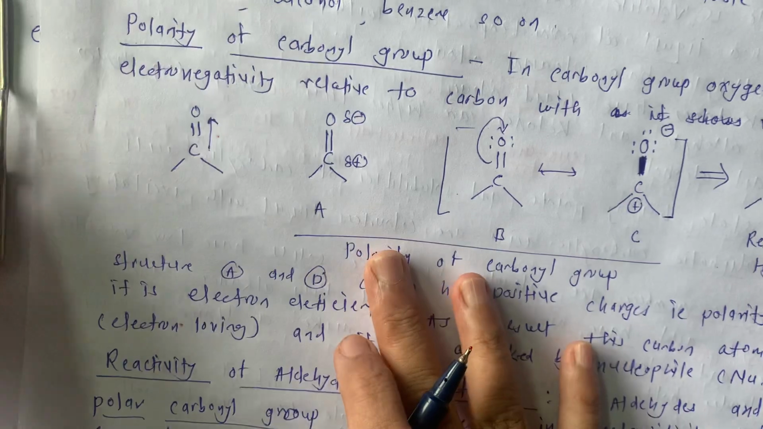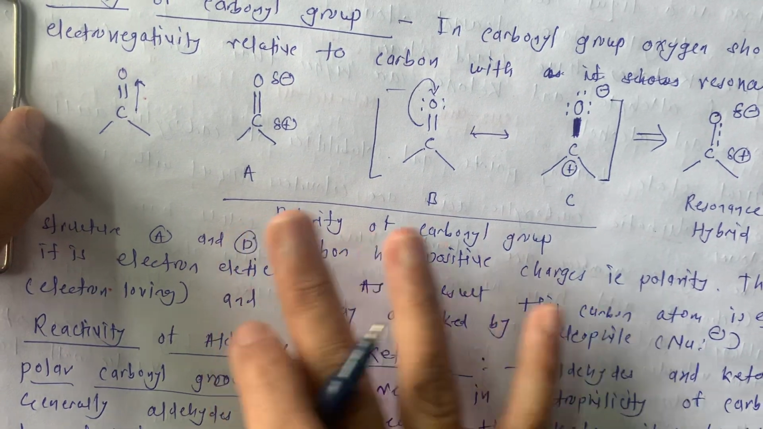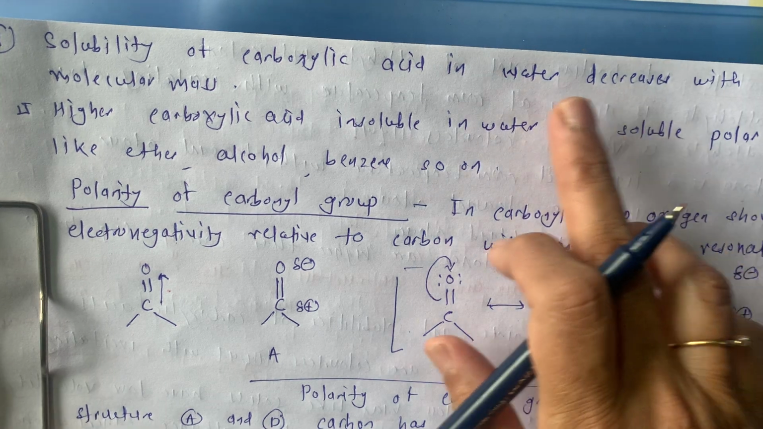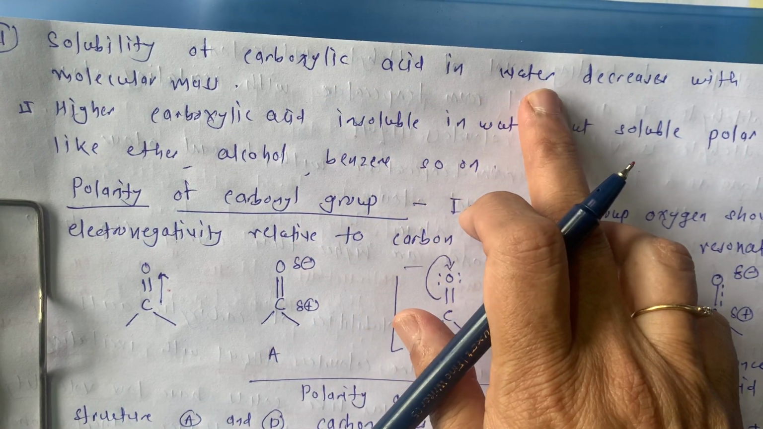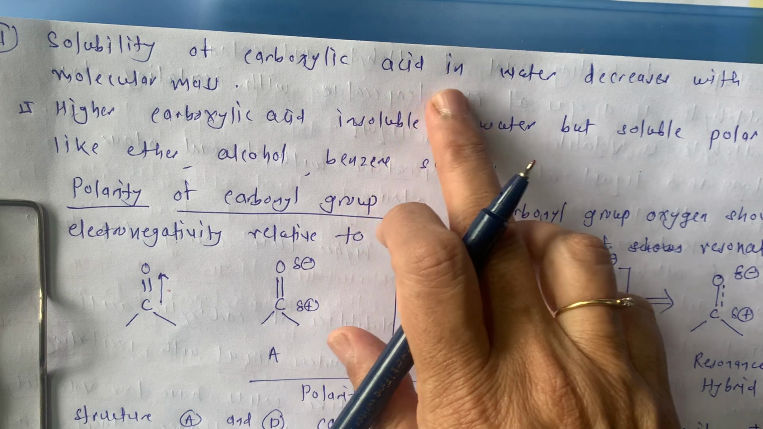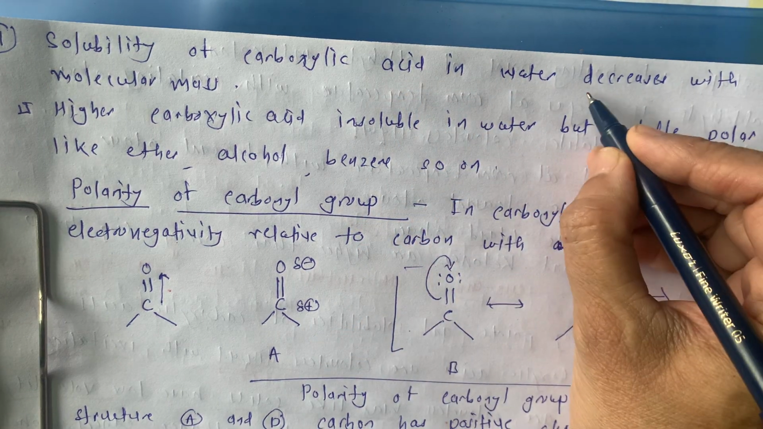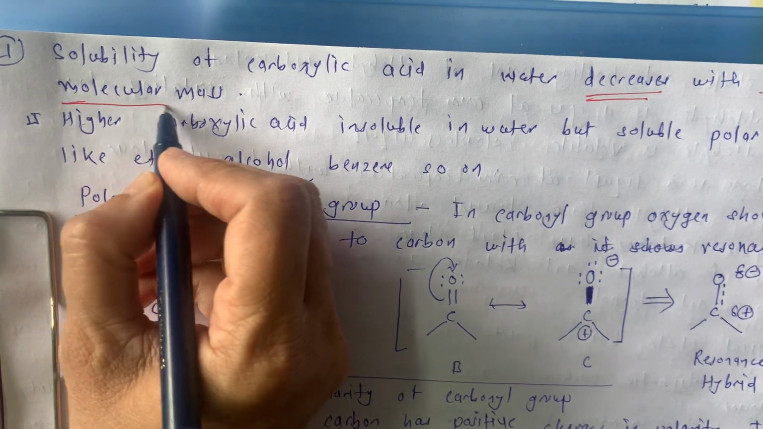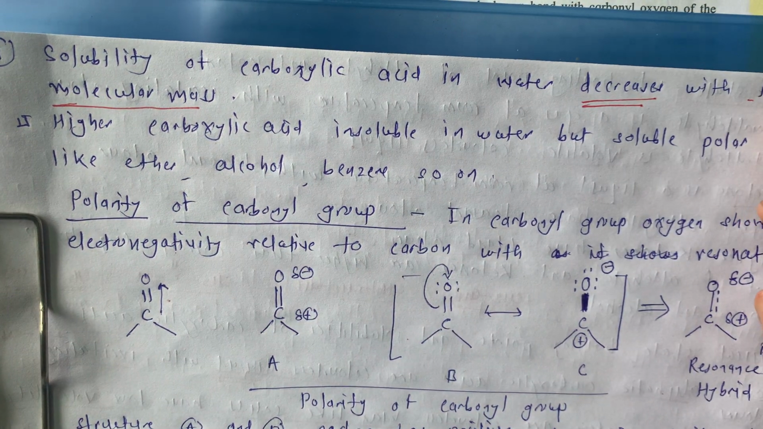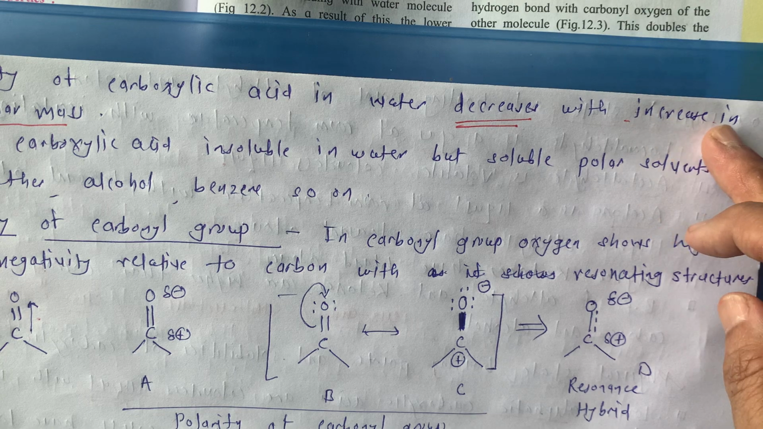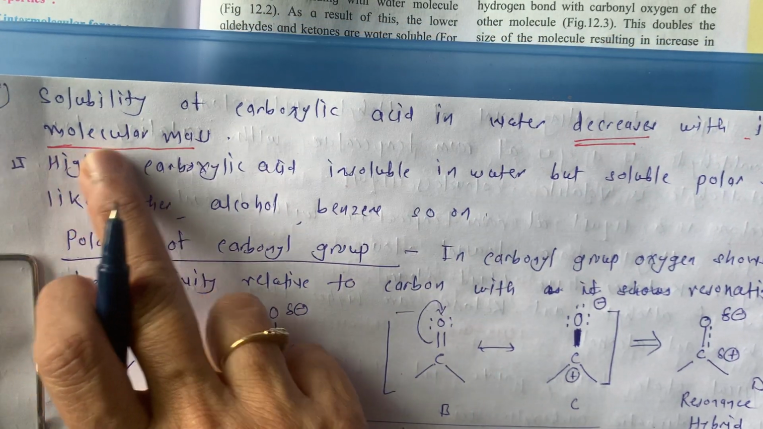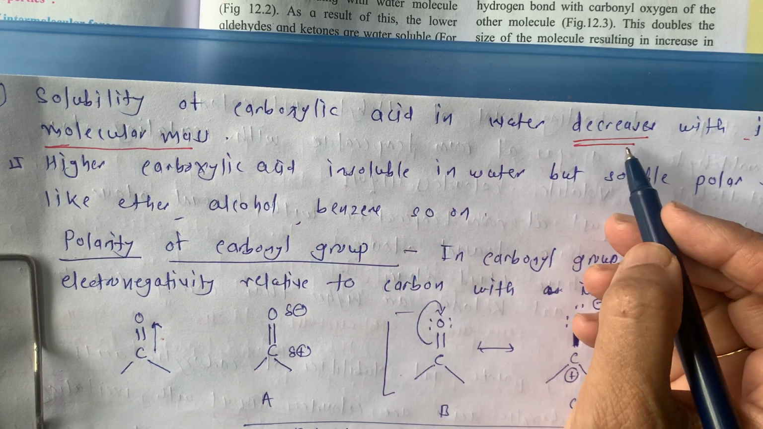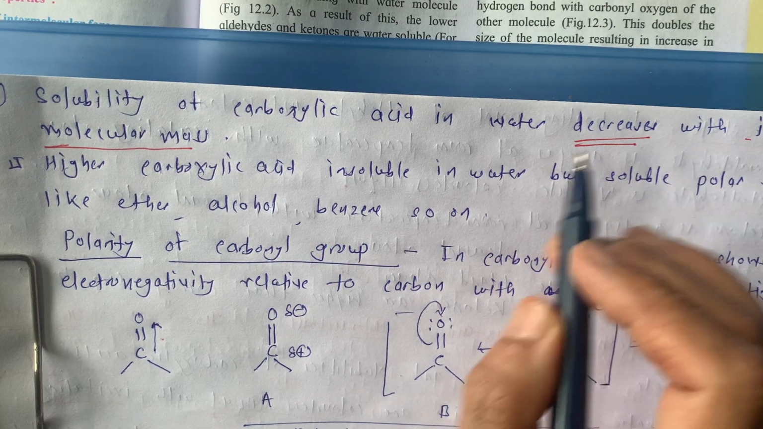Next topic is solubility of carboxylic acid. The solubility of the carboxylic acid in water decreases with increasing molecular mass. Means what? In a homologous series, as the number of carbon goes on increasing, so the molecular mass goes on increasing, then the solubility of the carboxylic acid in water decreases.